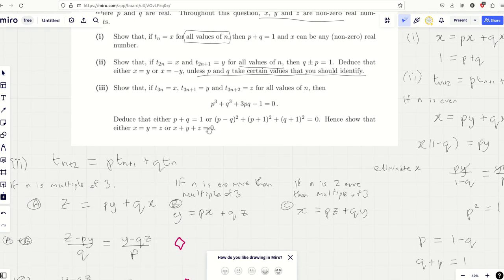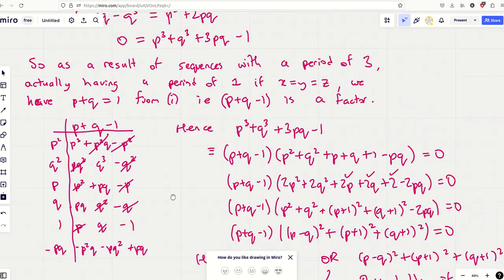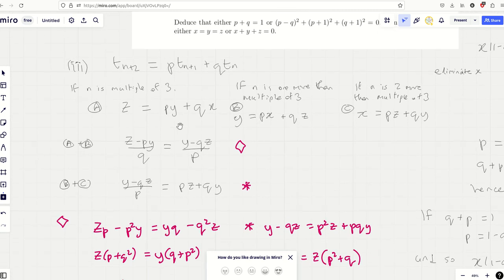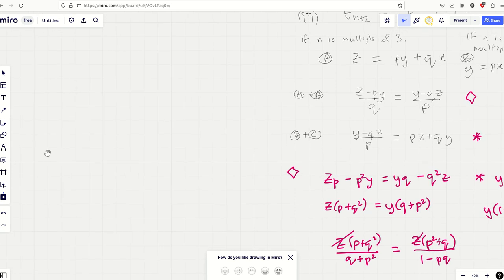Now, I was a bit paranoid here because I wanted to really prove that if p plus q equals 1, you definitely get x equals y equals z. It took me a fair old faff around to do it. It really did, because I was like, well, okay, let's use these equations, z equals py plus qx. In fact, let me use diamond and star. Let's just do it here, yeah?